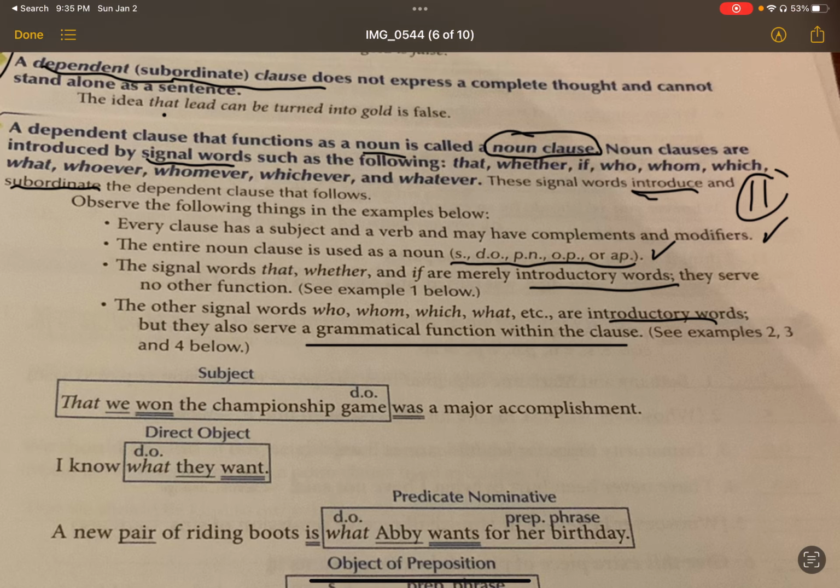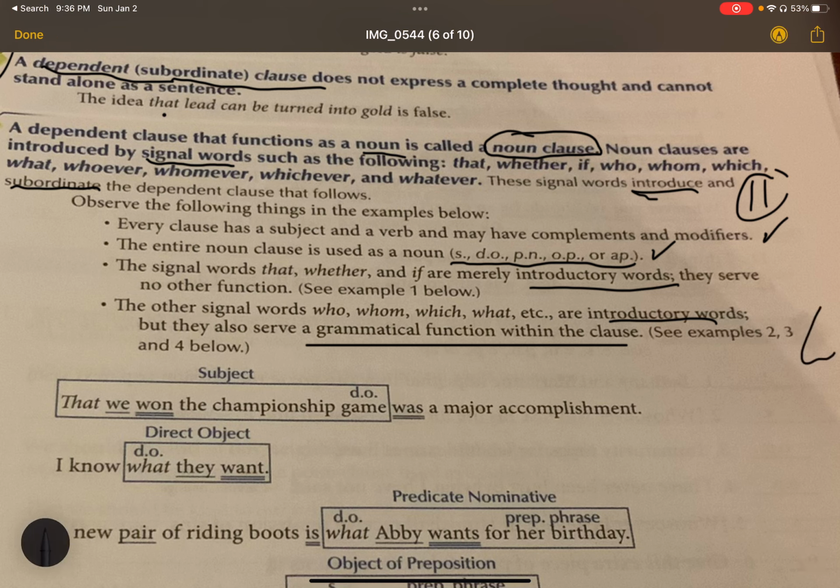Well, wait a second. Let's go back and read these. It would behoove you to start memorizing these now, before you do the grammar pages that go along with it. It'll help you a ton. So: that, whether, if, who, whom, which, what, whoever, whomever, whichever, whatever. If you can learn the first three, and then the next four, and then just stick the word ever on the last four, the previous four, then you have them all.